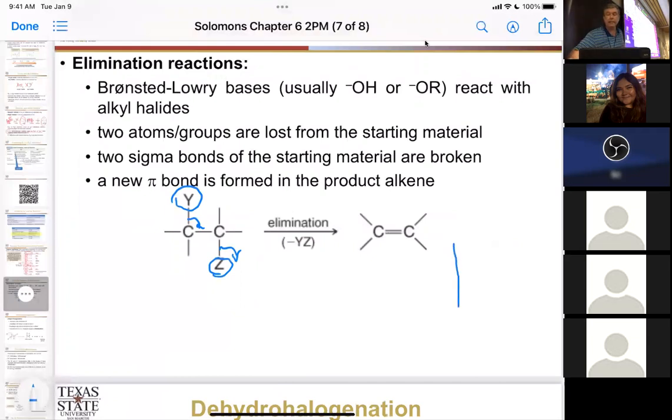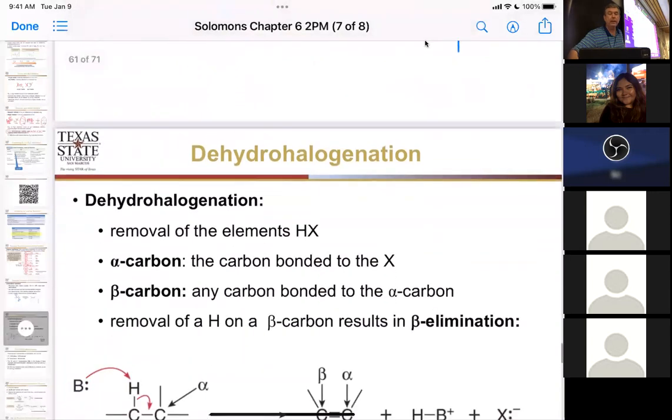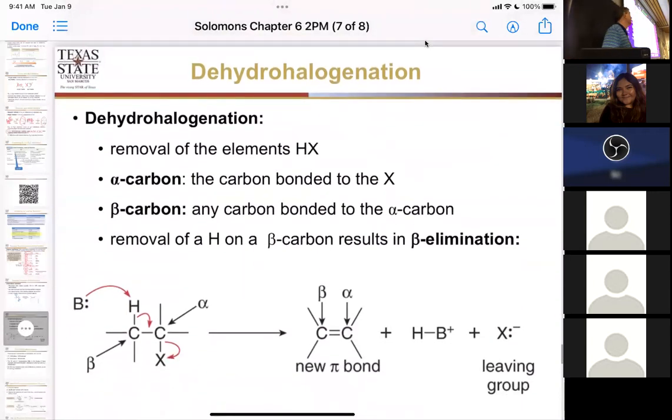When we remove an acid, we call that dehydrohalogenation. Hydro meaning hydrogen, halogenation right there, and de meaning remove. So we're removing an equivalent of acid. And when we do this, we create that double bond. Okay. But we have to define some of these things because that double bond shows up at a specific location.